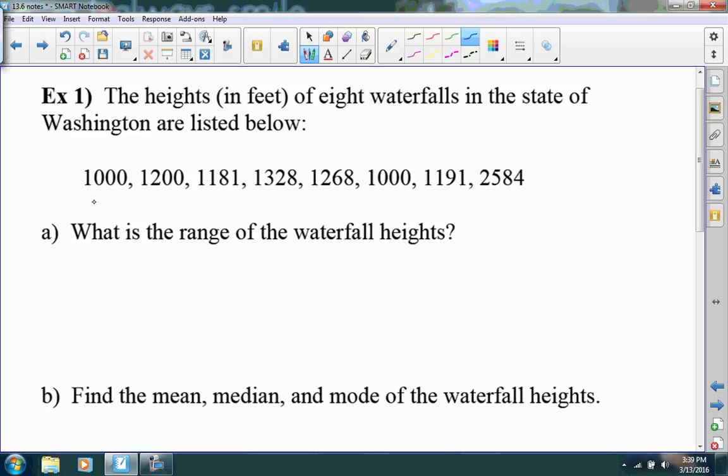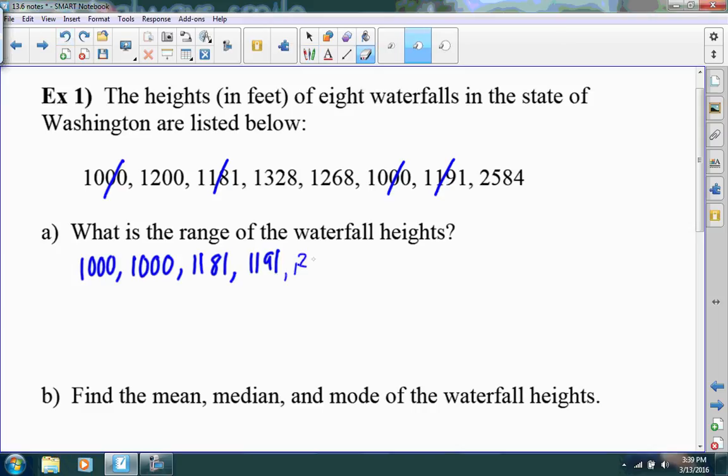So my smallest number is 1,000. And then I have another 1,000 over here. So I'm going to put them together. My next biggest number is the 1181. And then I have 1191. I'm crossing them off as I go, just so that way I don't repeat any. Then I have 1,200.